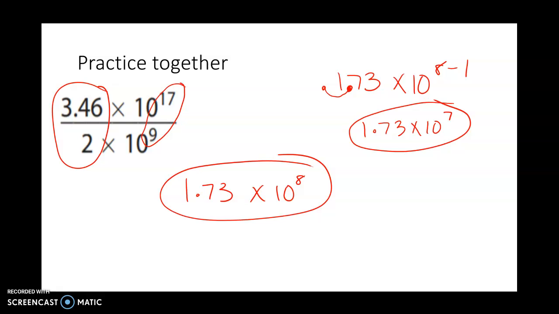All right, so just to make sure, you will see that, especially on some quizzes, if you move the decimal the other way, you have to subtract 1 instead of add 1. So pay attention to that.